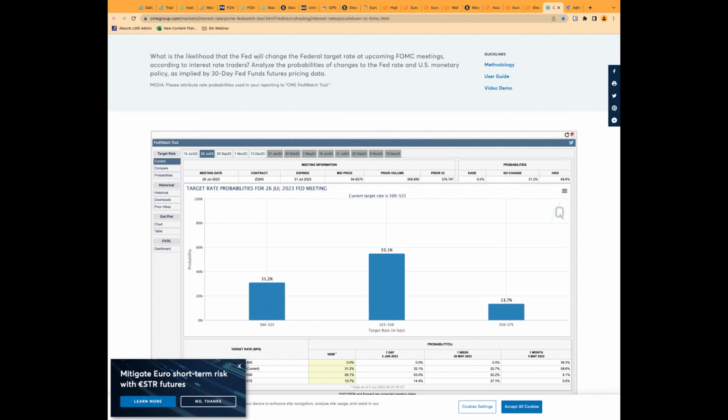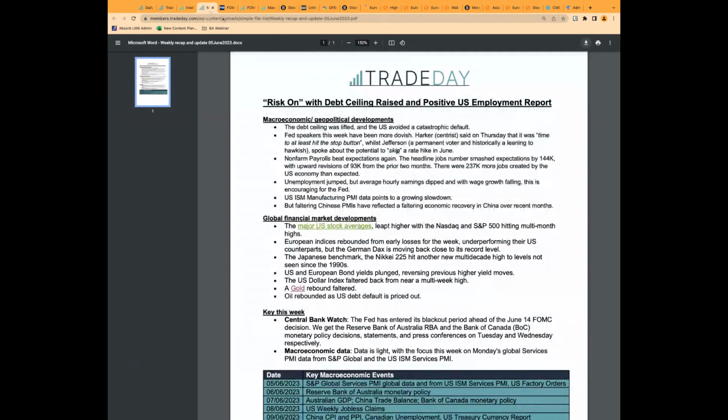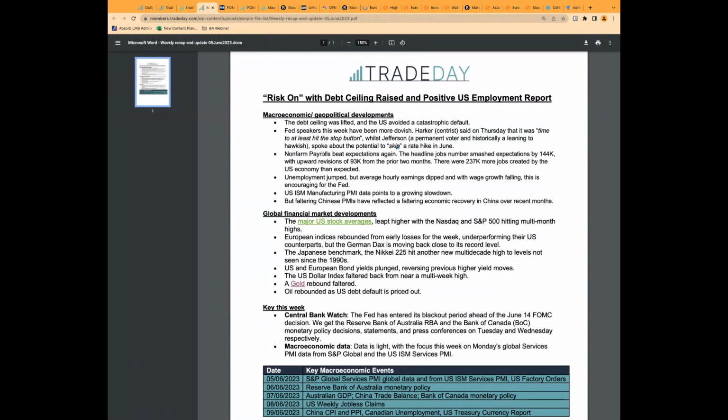And stocks like that. And they liked even more what they saw on Friday. If I can go back to the right tab, in here was the US employment report. Now, importantly, it wasn't just the headline number. The headline number beat the expectation number by 144,000.